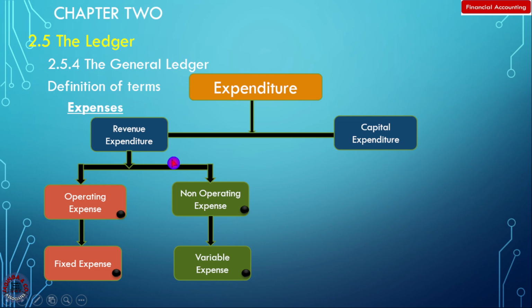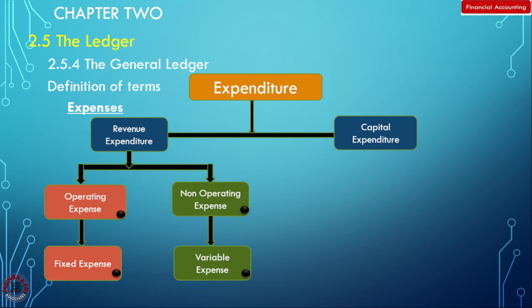So what do we have as revenue expenditure or other expenses? We have two types. We have operating expense and we also have non-operating expense. And we also have fixed expense, and we also have variable expense. So here we are not saying that non-operating expenses are variable.